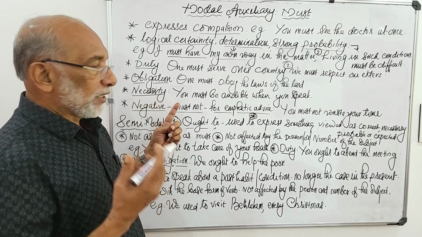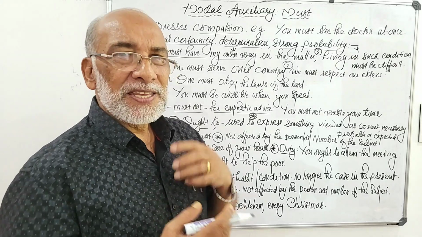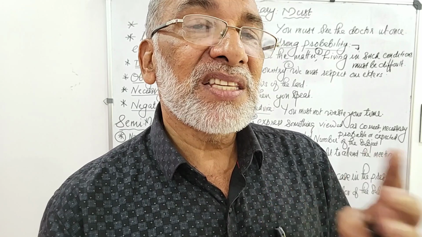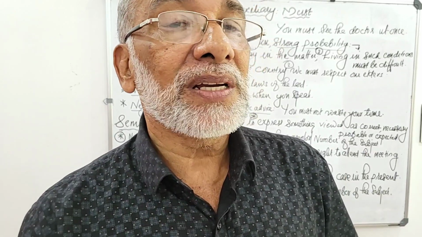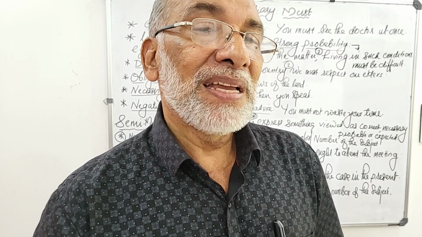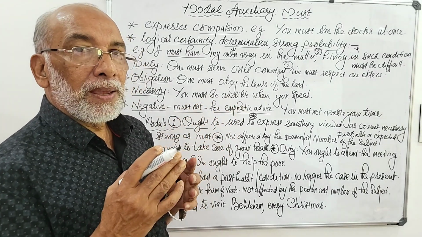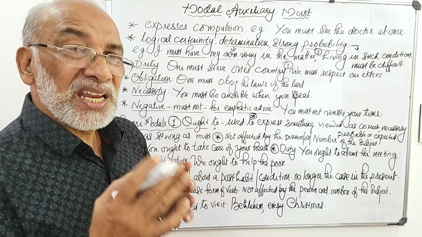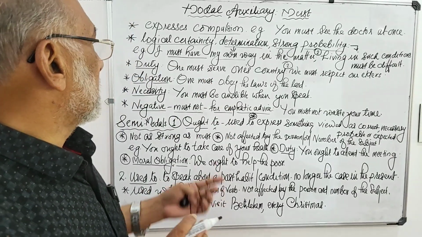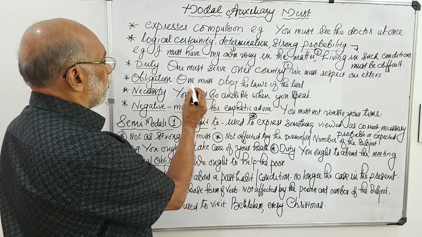Another one is to express necessity. You must be audible when you speak. Some people, they don't take care. They don't speak in such a way that it's audible to the class or to the audience. It is something necessary. Okay, so you must be audible. That means people can hear you very easily without straining their ears. You must be audible when you speak. So here also must is used.